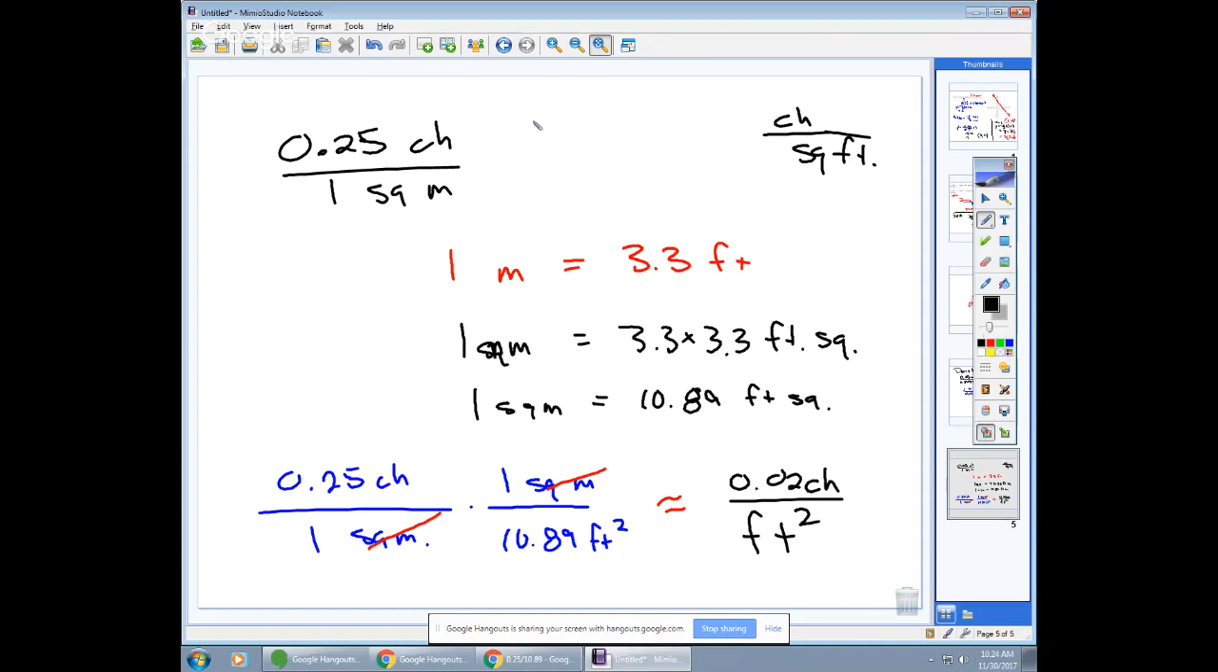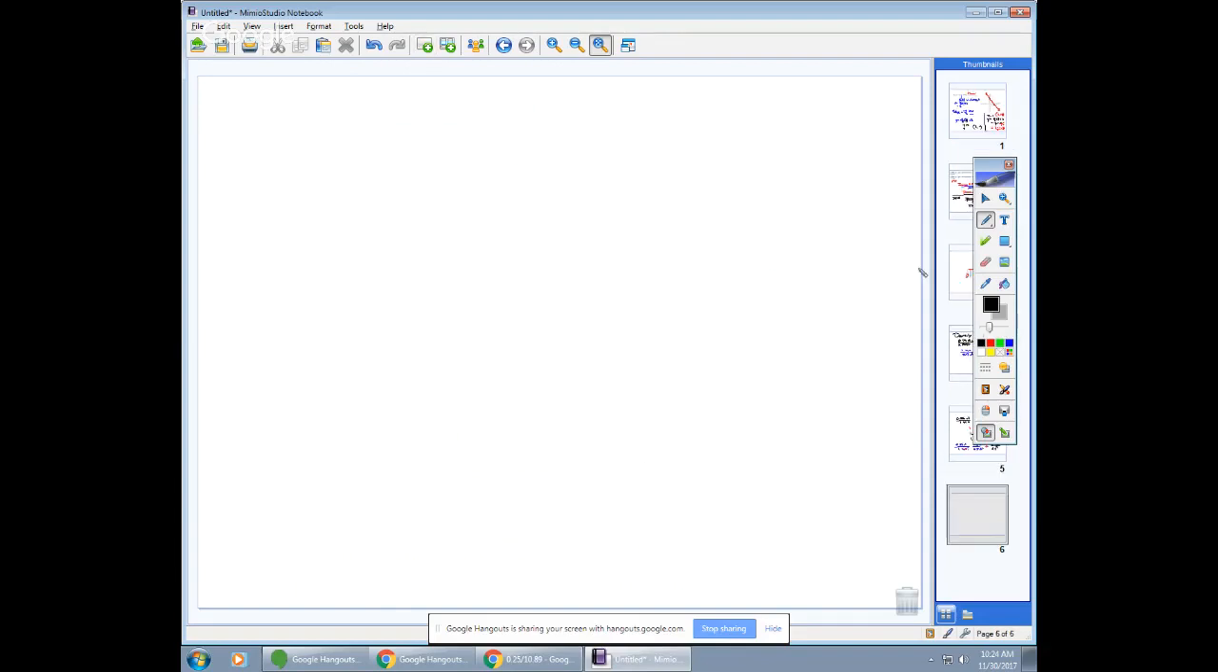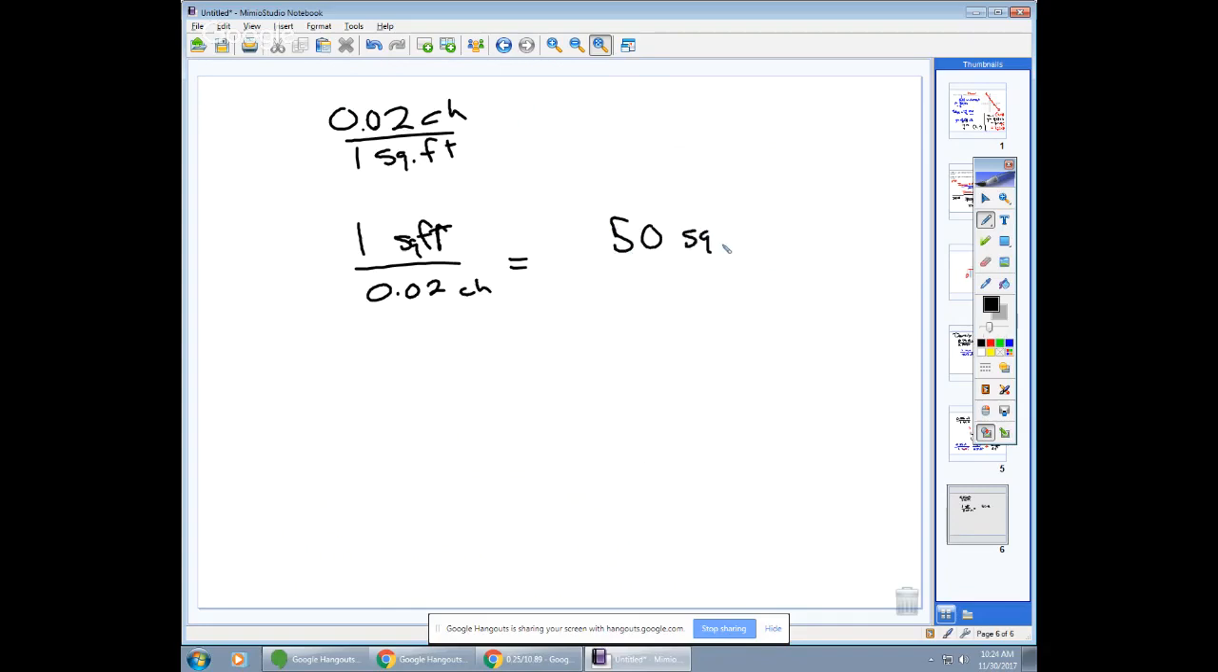So those kinds of numbers always look bizarre, so we're going to flip that on its head and see how many square feet each chicken has. So if we have 0.02 chickens per square foot, we're going to rewrite that as square feet per chicken. So what's 1 divided by 0.02? 50. So that means there's 50 square feet for each chicken when we flip it.